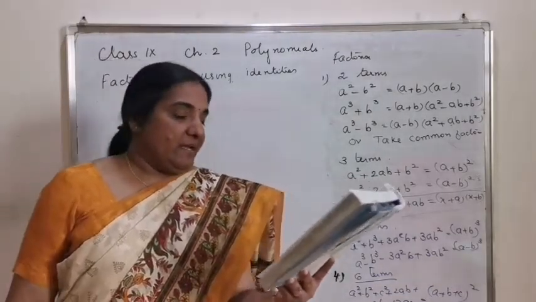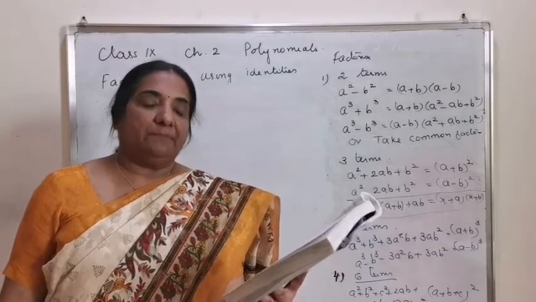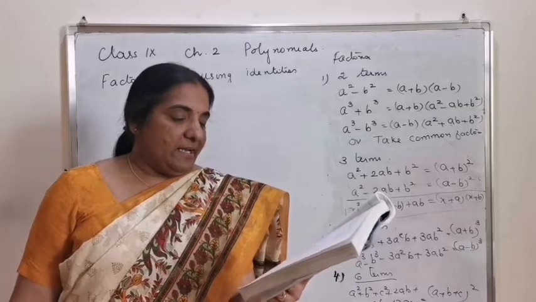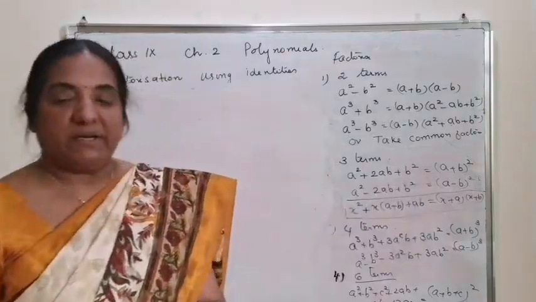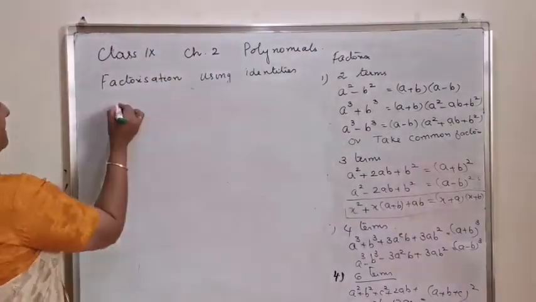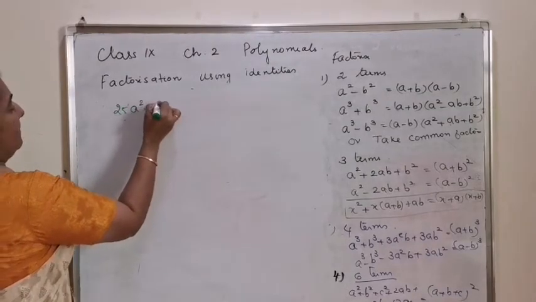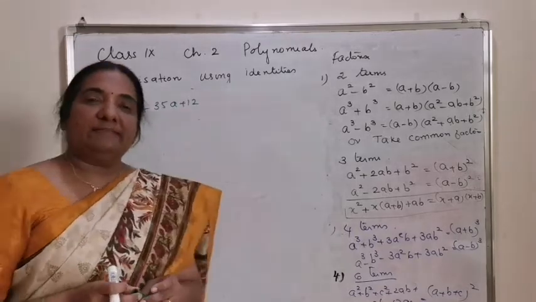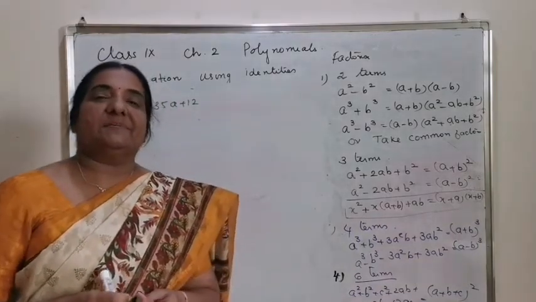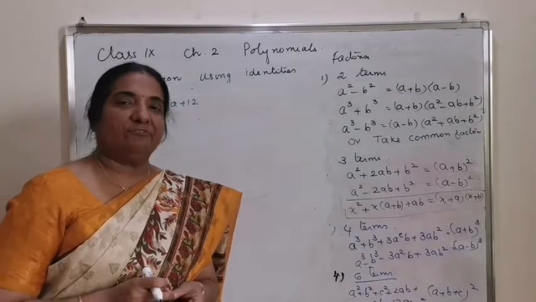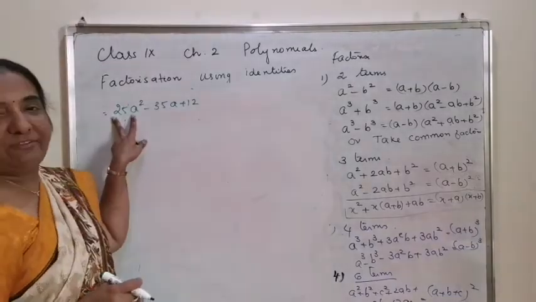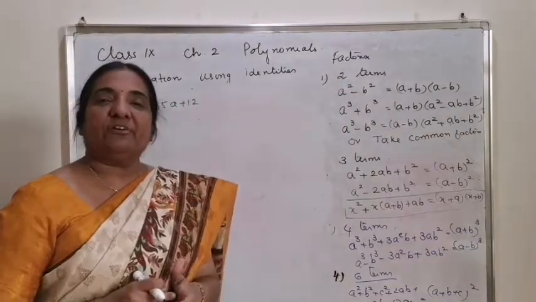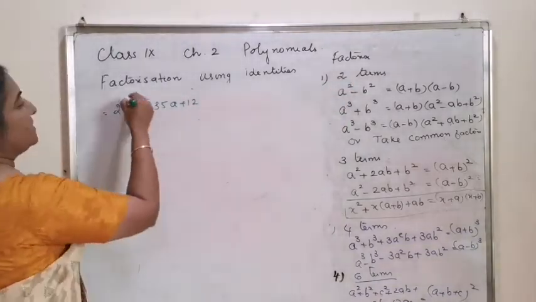Question number 15. Give possible expressions for the length and breadth of each of the following rectangles in which their areas are given. Area is given as 25a square minus 35a plus 12. Area is the product of length and breadth. That is why the concept is factorization. It is splitting of the middle term, because even though 25a square is a square term, 12 is not a square term. It doesn't match with any of our identities. Let's go with the splitting of the middle term.